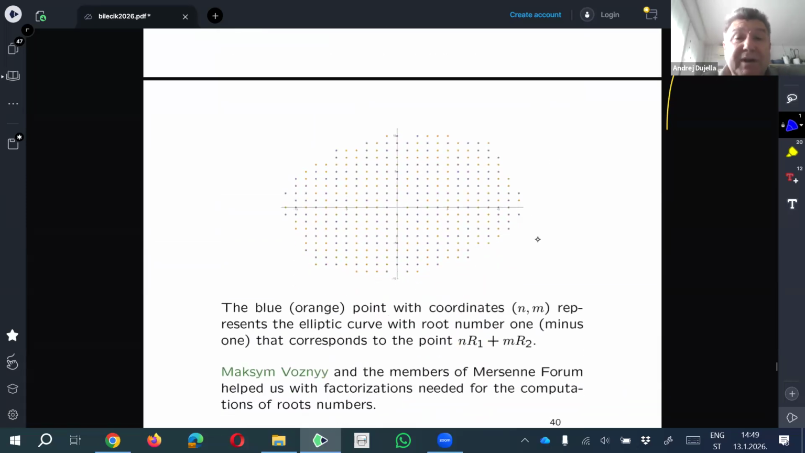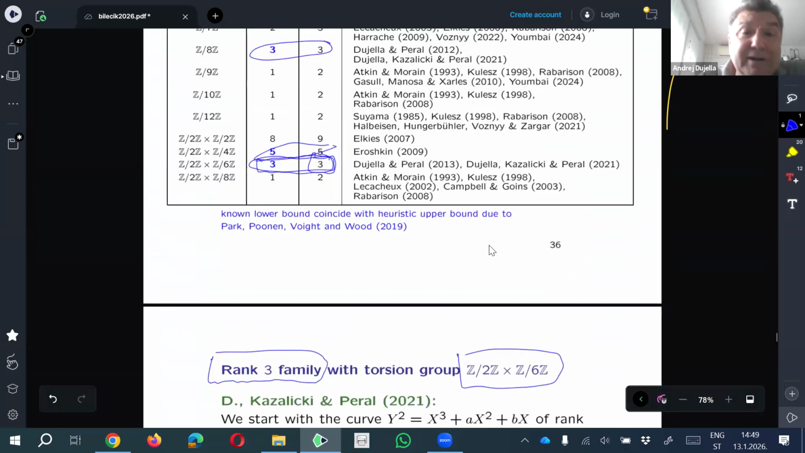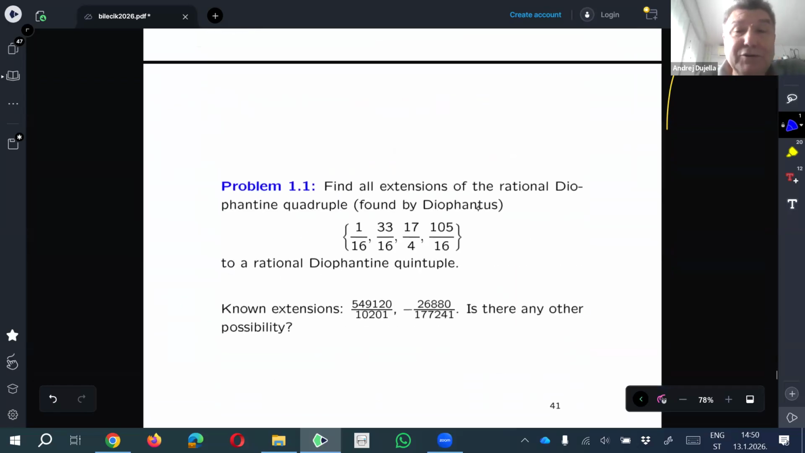So all this suggests that perhaps there are infinitely many even ranks. But even and greater than or equal to 3 implies greater than or equal to 4. So if this heuristic about the distribution of odd and even ranks is valid, then this suggests infinitely many curves with rank greater than or equal to 4, where the heuristic says only finitely many greater than 3. So perhaps the heuristic needs some adjustments, I'm not sure.